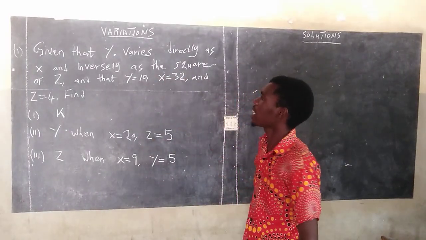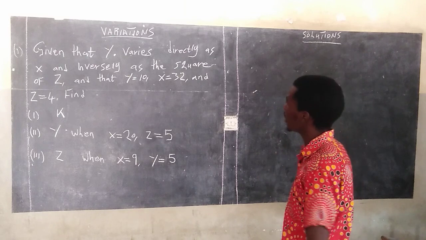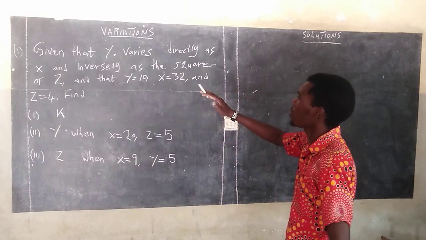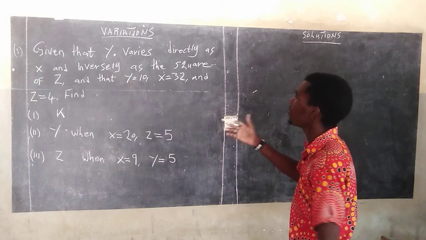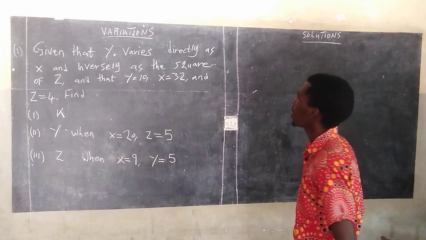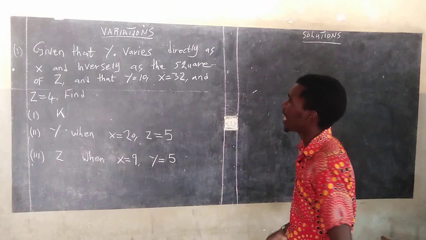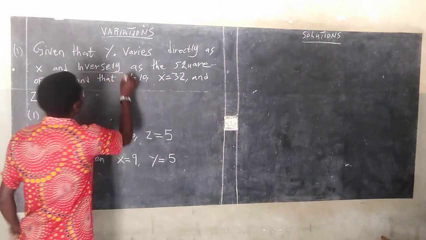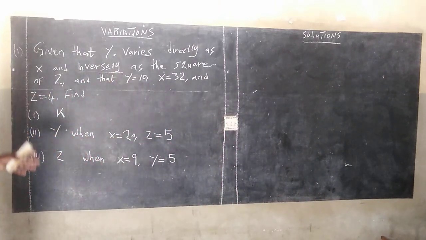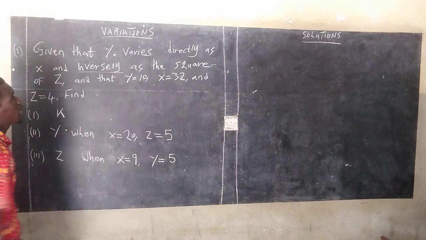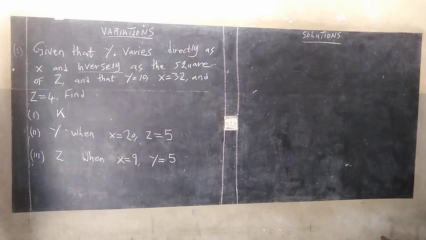The question says that given that y varies directly as x and inversely as the square of z, and you'll be told that y is equal to 10 and x is equal to 32. The first question is saying find k.